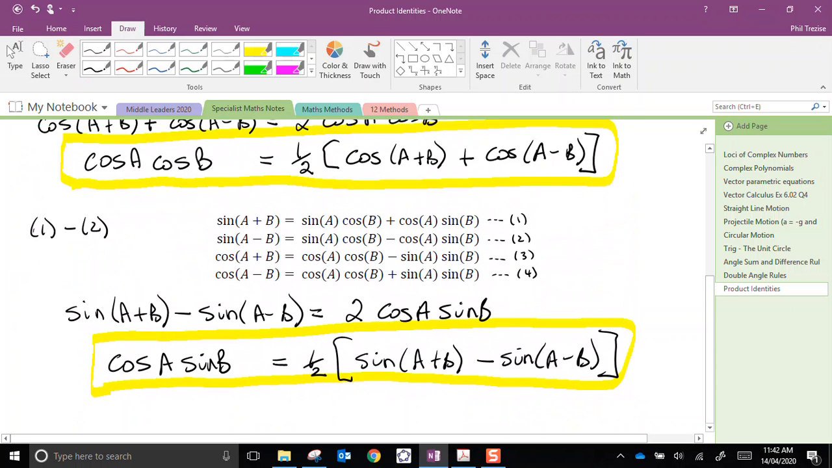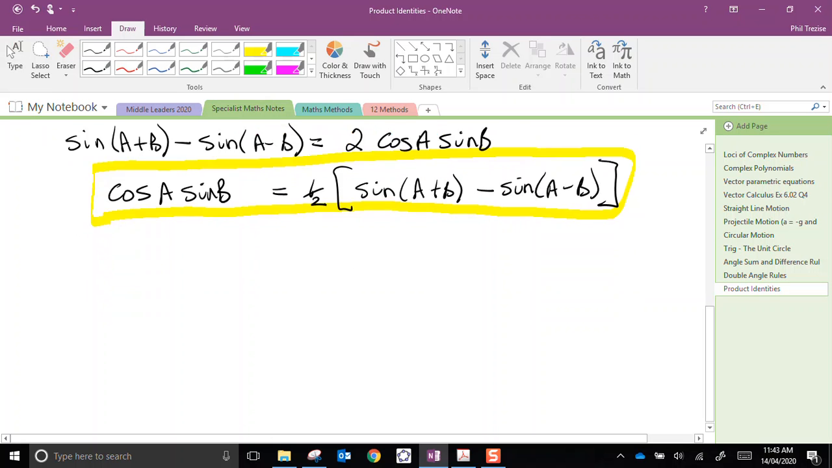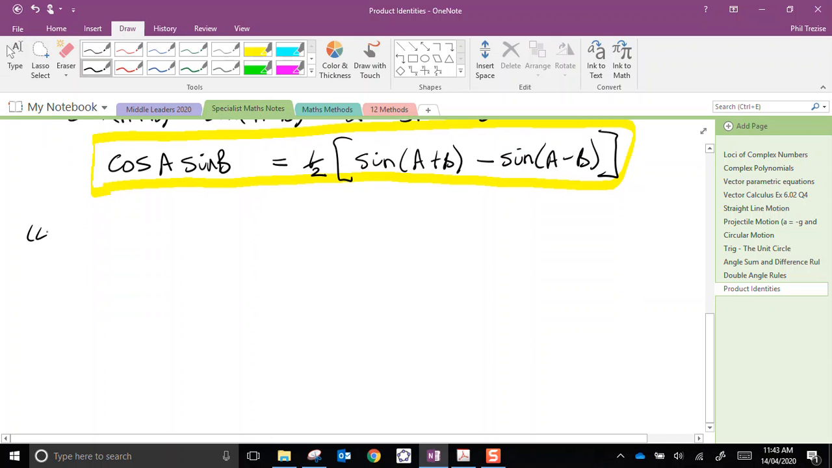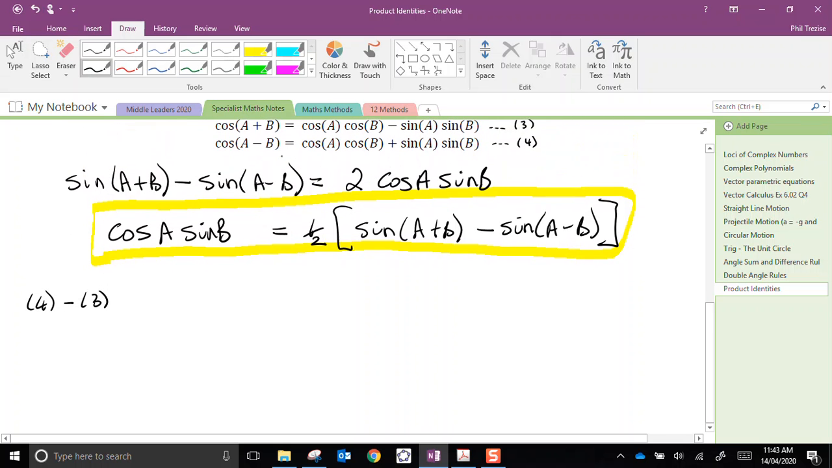Now the final one we want to do then would be, if we went equation 4 and we subtracted equation 3, we'll get sine of A times the sine of B doubled, and that first term will disappear. So it's 4 take 3. And that's cosine of A minus B take the cosine of A plus B.